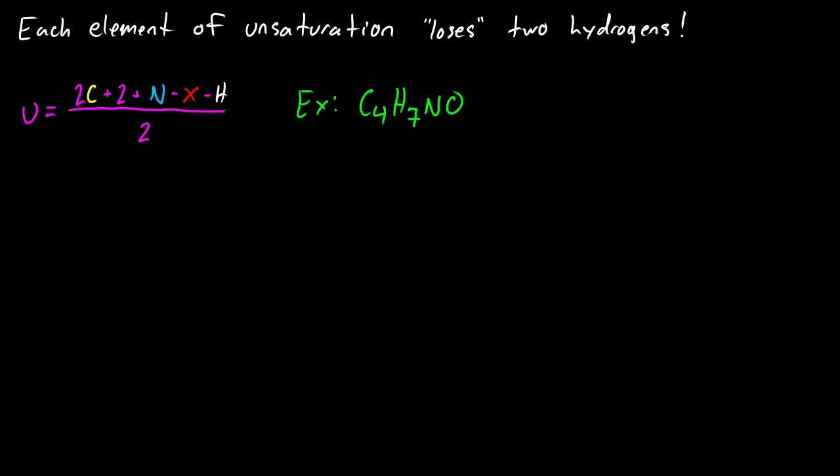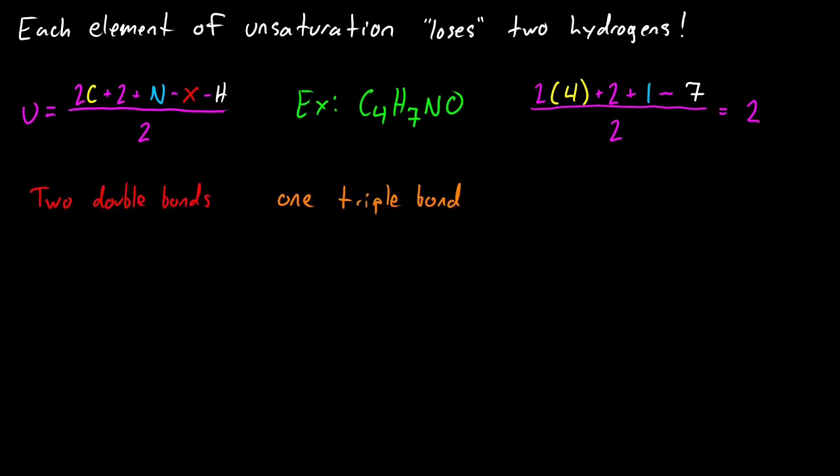Just as an example, let's say I have this molecular formula, C4H7NO, and I want to know if my Lewis structure should contain rings or double bonds. I can plug the number of each type of atom into my formula and come up with an answer. So for 4 carbons, 1 nitrogen, 7 hydrogens, and 0 halogens, I get that this molecule has 2 elements of unsaturation. So this means that I could have 2 double bonds, or I could have 1 triple bond, or I could have 1 ring and 1 double bond.